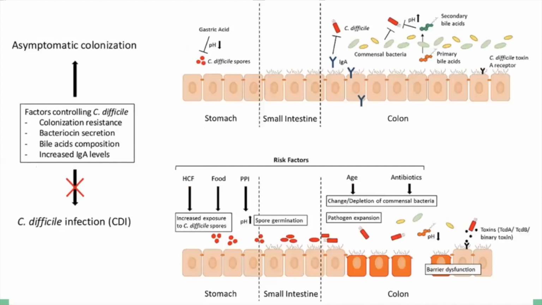I mentioned in the last slide that many people have C. diff in their bodies without any issues. The top part of the image shows the asymptomatic colonization of C. diff in the body without any symptoms, and the bottom depicts what occurs when certain risk factors cause the bacteria to release toxins.